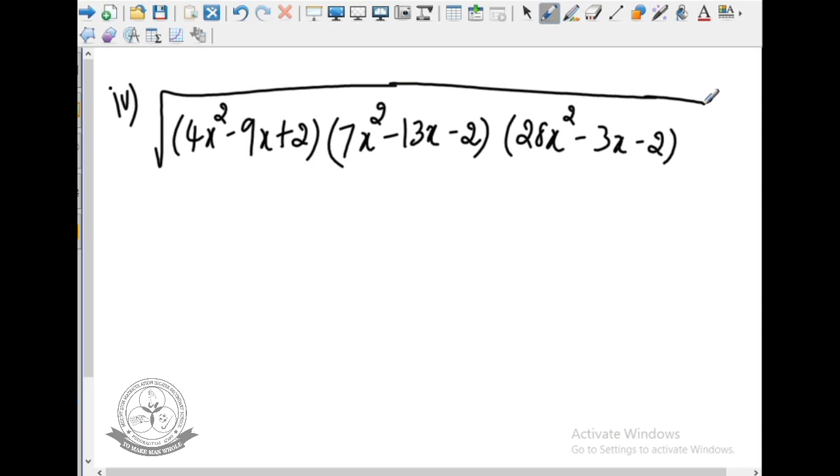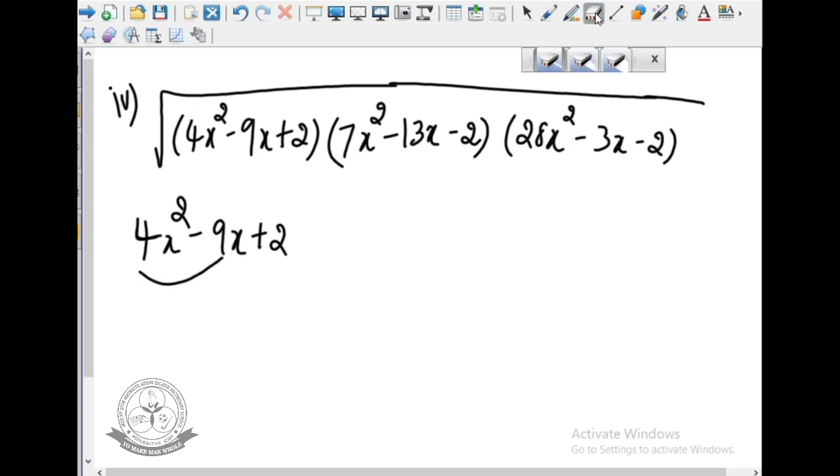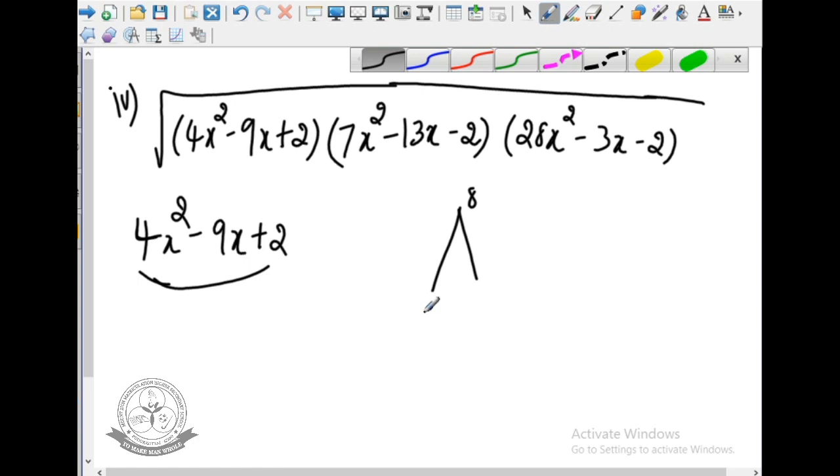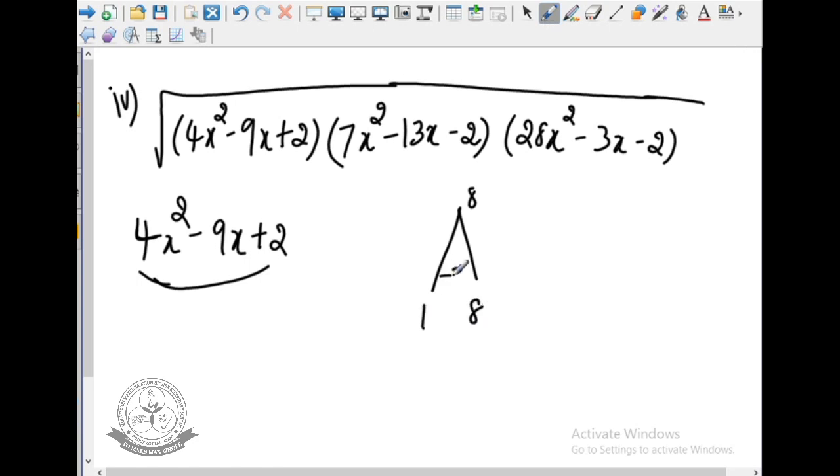So for this one, having long terms, isn't it? So you take out one by one. The first term is 4x² − 9x + 2. The same process, right? For this one, find out the factorization. How can you find out the factorization? The multiplication term is plus 8. The addition term is minus 9.